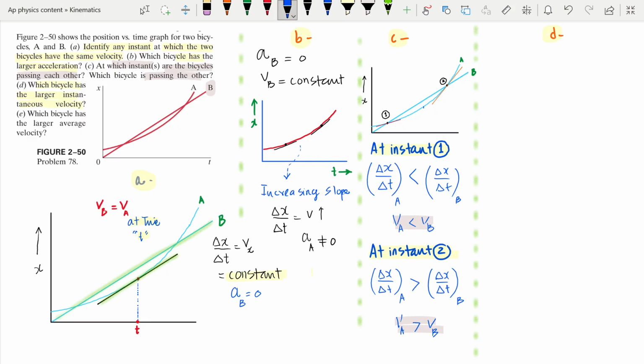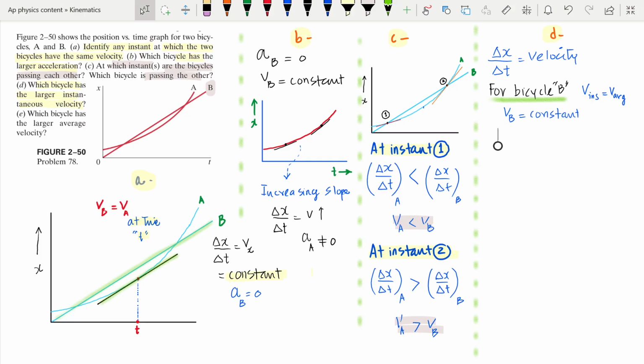Now, what is the instantaneous velocity? It is the velocity of that moving object at a certain instant of time. So you know the slope of this graph is velocity. For the bicycle B, we have already seen that it's a constant. It means that for it, the instantaneous velocity will be equal to its average velocity, because velocity is not changing, right?